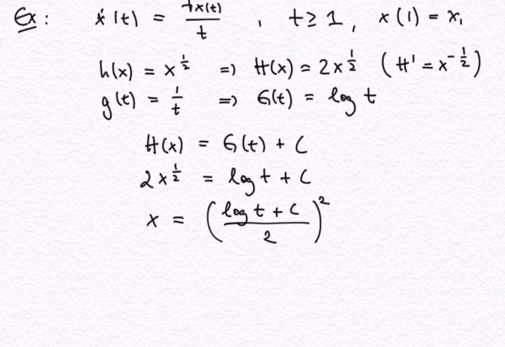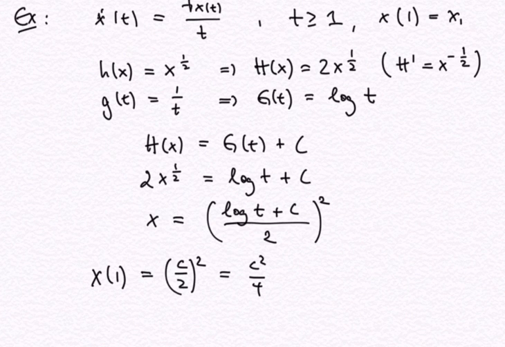We're supposed to satisfy an initial condition. So we need to evaluate our expression in 1. Log of 1 is 0. So we get c half squared, which of course is c squared divided by 4. This must equal x1. And so we get that c is given by 2 times square root of x1.